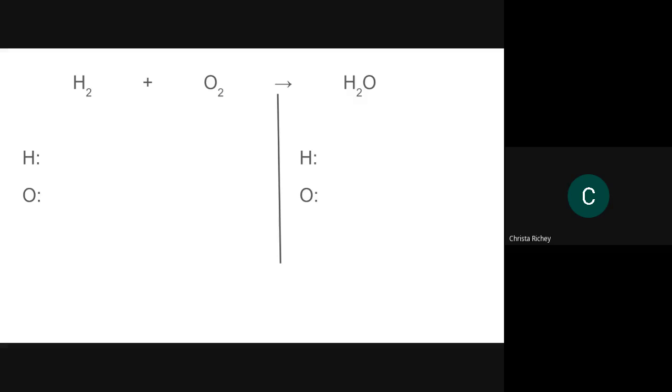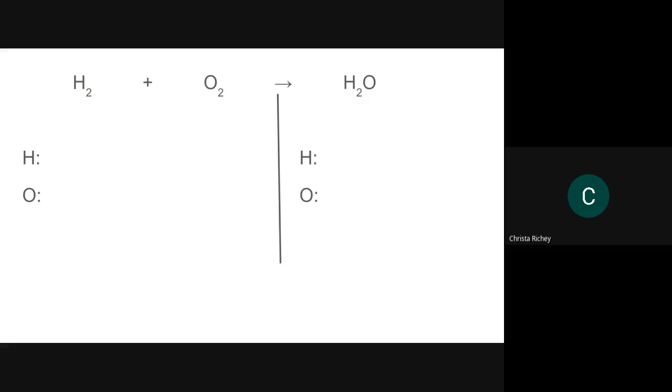This is how I have taught how to balance for forever. This is not how I do it in my head. So you have the skeleton: hydrogen gas reacts with oxygen gas to produce water. What I've always taught my students to do is to draw a line straight underneath the arrow, and this is going to help keep it separate, the reactants on the left and the products on the right.